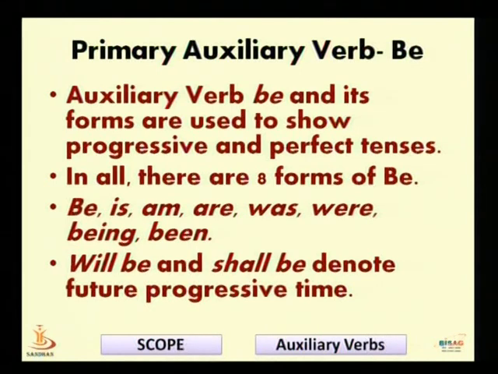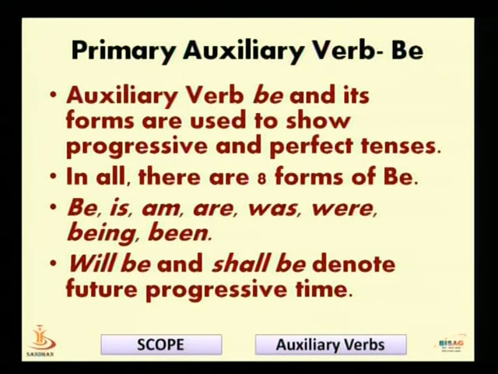They are also the forms of be, which are used as the auxiliary form in the past tense. Being and been are also the variations of be, and they are used in distinctive ways. We can also add here will be and shall be to denote the future progressive tenses. Generally, we say future continuous tense, but instead of that I have used the particular word, future progressive time.